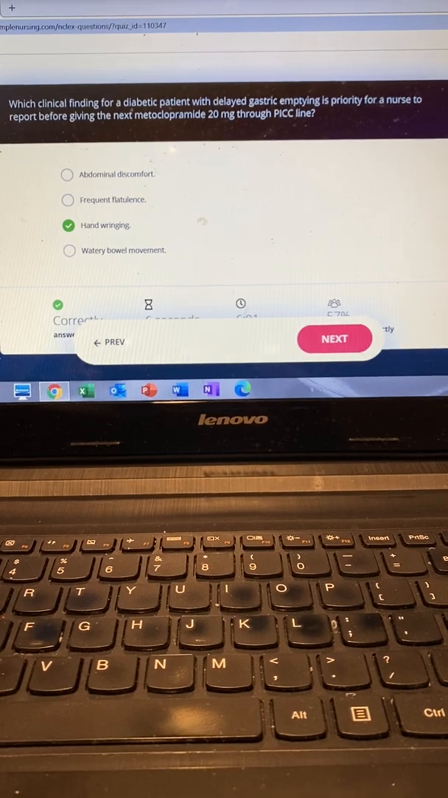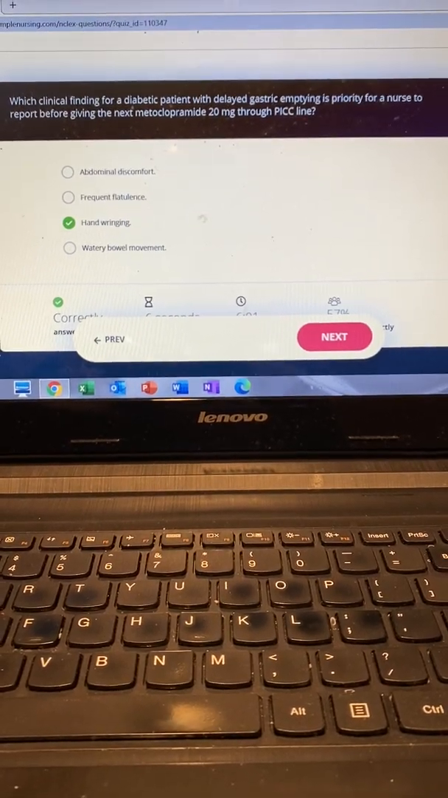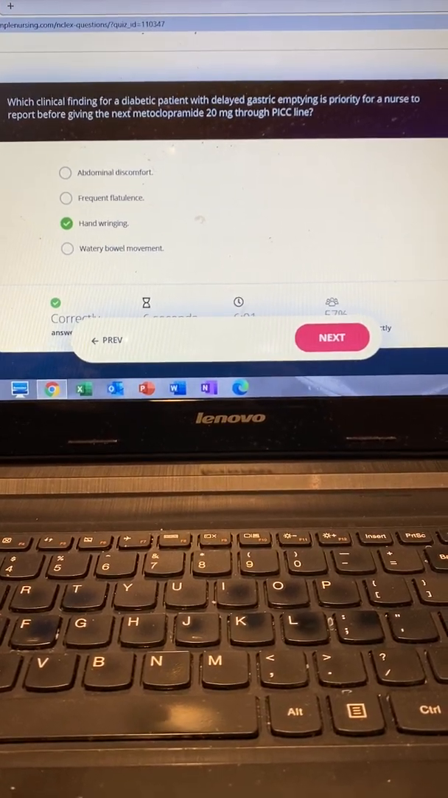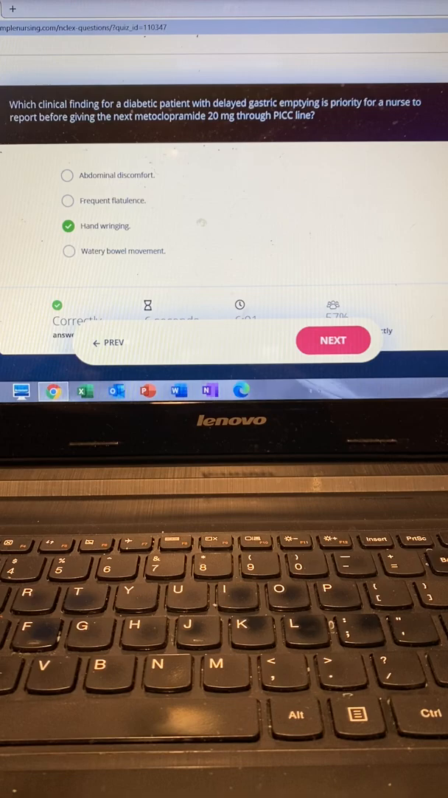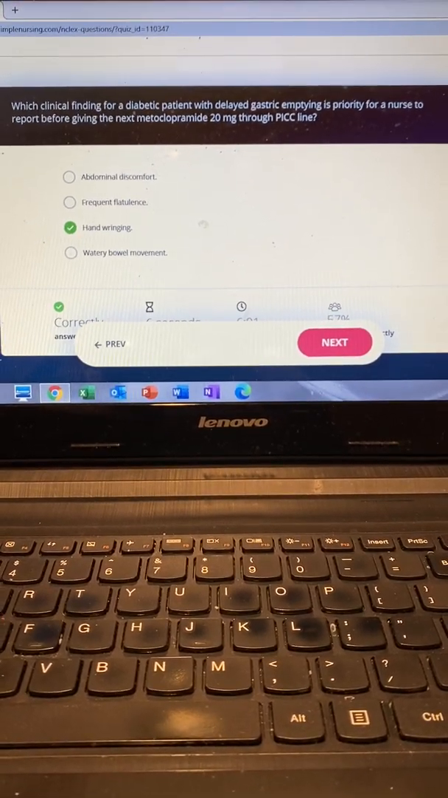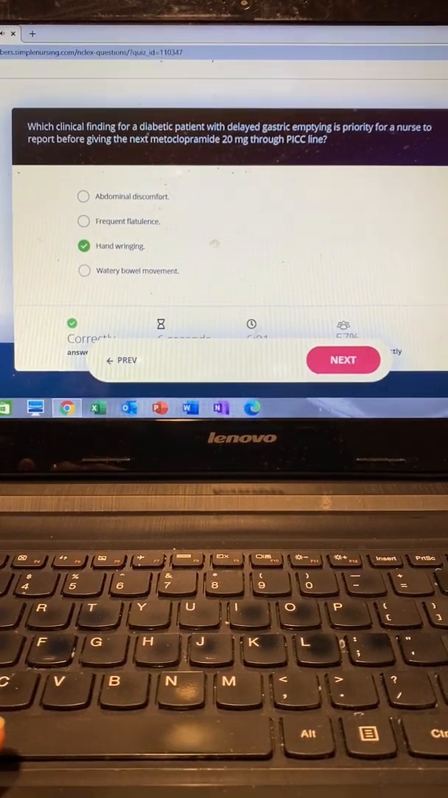Now option 3 is our most correct. Hand wringing is an indication of these just funky movements or major movements. It's an indication of tardive dyskinesia. And option number 4 is incorrect. Watery bowel movements is expected with this medication. It's basically a side effect. Okay, that wraps it up.